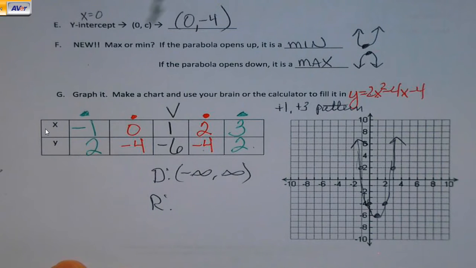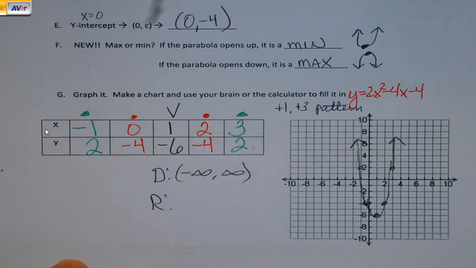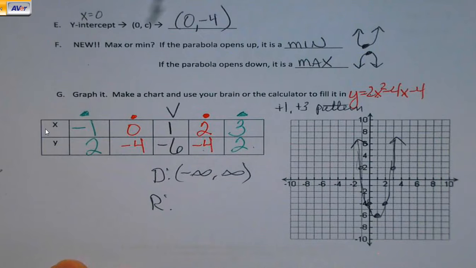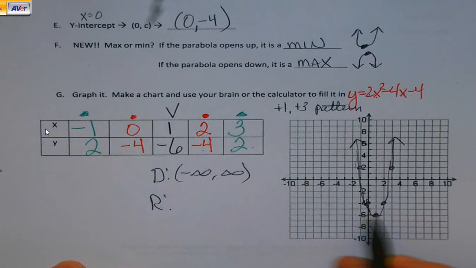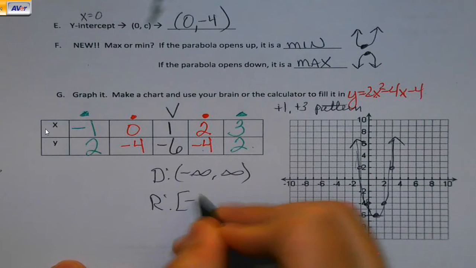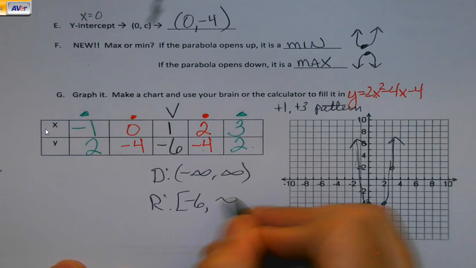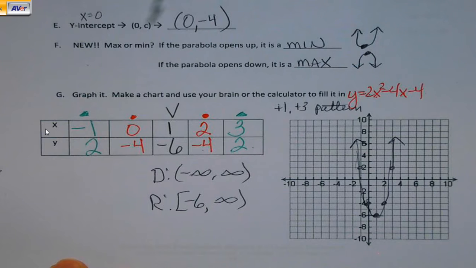My range, excuse me, I can either look at my graph and say, hey, it's bottom, which starts at -6, to top, which is infinity, or I can look at my vertex. My vertex y value is -6, and that'll give me the number that I need there as well. Okay? So those are the things that I'm looking for. So all the information's there, just got to be able to use it.